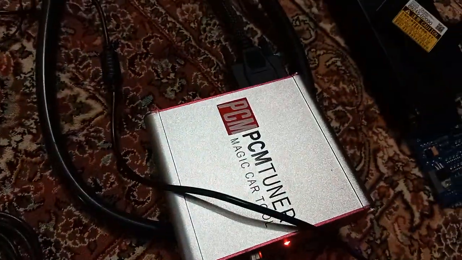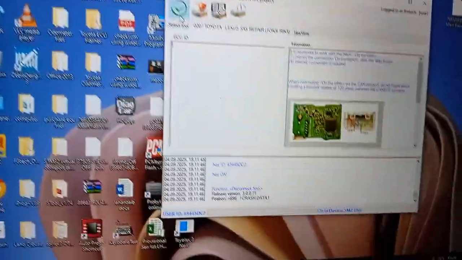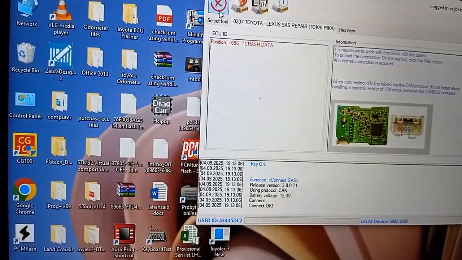You can see it is 0K020 SAS. I'm doing it by Pcmtuner with Probyte software. Now I'm connecting it. It is connected by CAN-L and CAN-H, and these are adapters of 12 volt. Now I am connecting it.